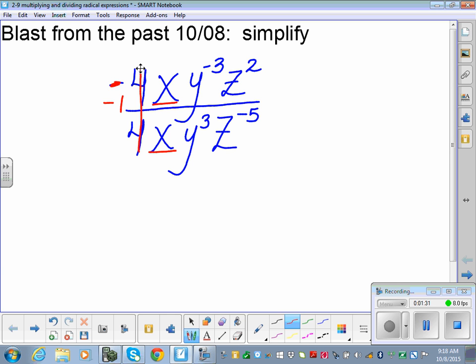Now right here we have the same base, x and x. First of all, let's just quickly look at this. What's x divided by x? It's 1. Good. Very good. It goes away and becomes a 1.